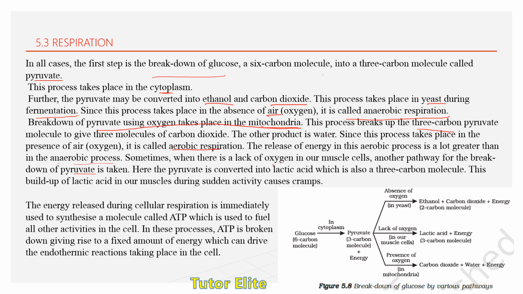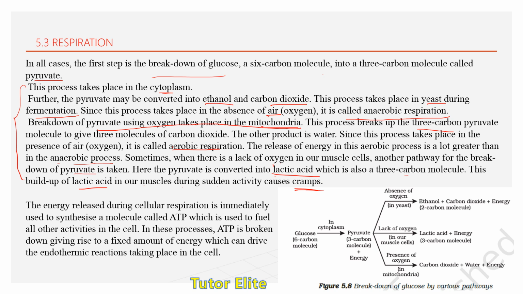Here the pyruvate is converted into lactic acid, which is also a 3 carbon molecule. This buildup of lactic acid in our muscles during sudden activity causes cramps. So this complete explanation is regarding aerobic, anaerobic, and how the cramp is caused.